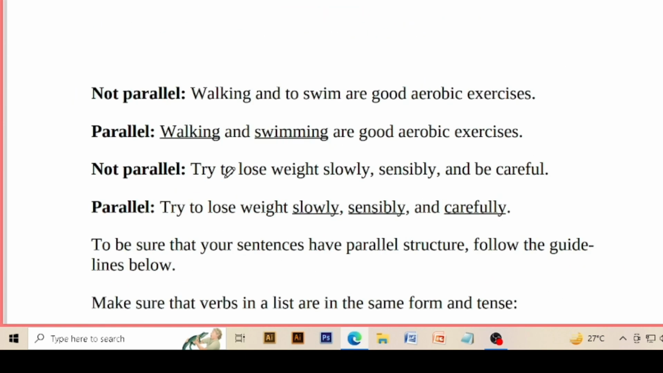Another example, walking and to swim are good aerobic exercise. Again, not the same tense for these two words. So how to make it parallel? Walking and swimming are good aerobic exercises. So present tense likhlam arki. So this makes a parallel sentence with same tense, rule number 3, and subject verb arki, conjunction used here.